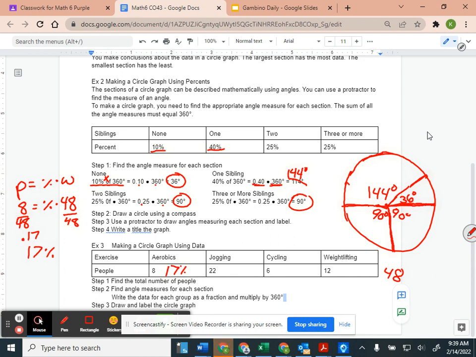Then you need to find the degree that 17% would be. So 360 times 0.17 would be 61 degrees. 22 divided by 48 is 0.46, or 46%. 360 times 0.46 is 167 degrees.